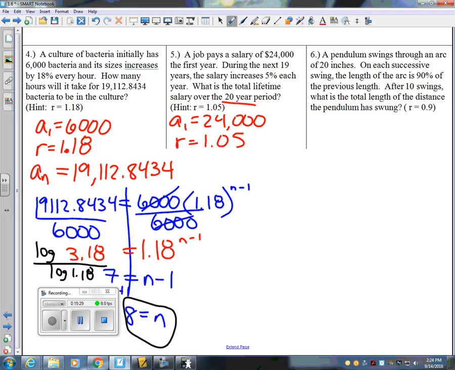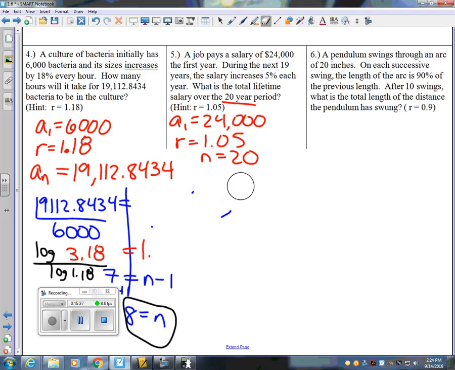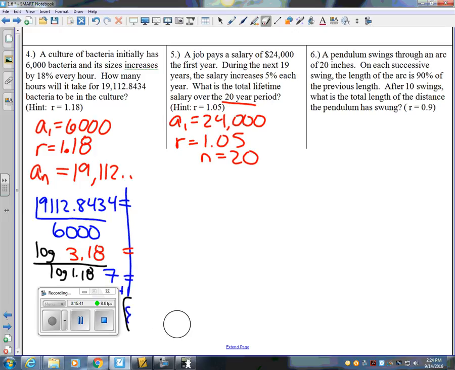It's the number of years. So what letter would that be? N. Okay, can anybody tell me a key word in this one? Total. Very good. What does total mean to do? Sum. When you see the word total, you're going to do the sum.